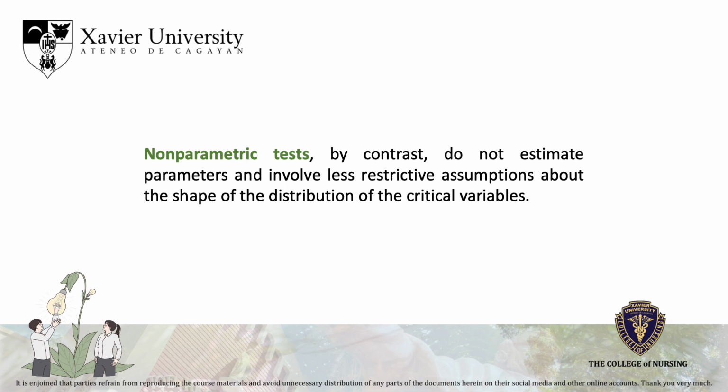Non-parametric tests, by contrast, do not estimate parameters and involve less restrictive assumptions about the shape of the distribution of the critical variables. Non-parametric tests are most often used when the data have been measured on a nominal or ordinal scale, or when the data distribution is markedly skewed, or when the sample size is too small to be confident about the shape of the distribution. Parametric tests are more powerful than non-parametric tests and are generally preferred when variables are measured on at least the interval scale and the sample size is not small.